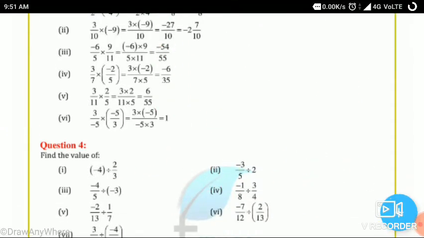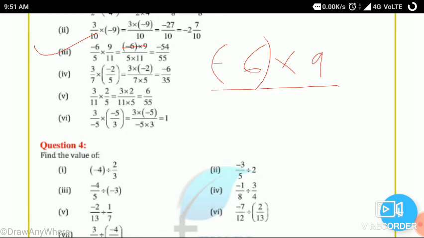Third number, minus 6 upon 5 multiply 9 upon 11, right? So in the same way, we write the numerator as it is, minus 6 multiply 9, upon the denominator 5 multiply 11. So 6 9s are 54, and minus multiply 9 plus is equal to minus 54, right? And 5 multiply 11, 5 11s are 55, right? So our answer is minus 54 upon 55. Clear students?